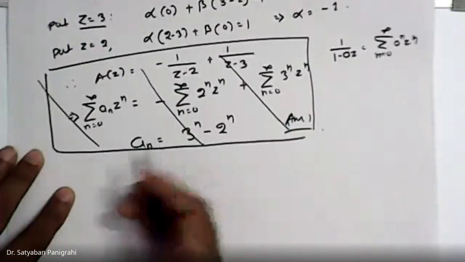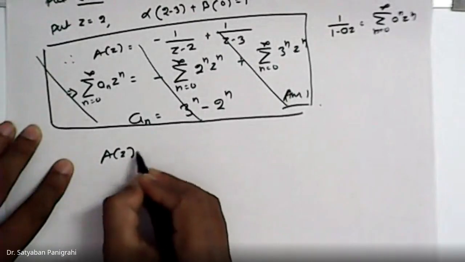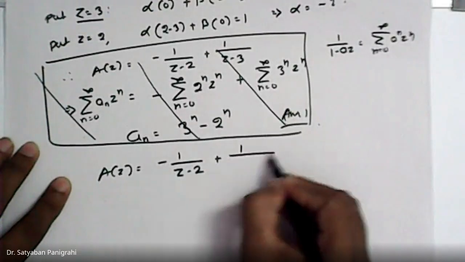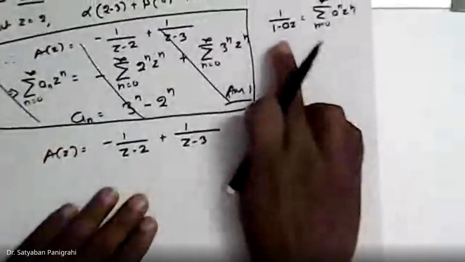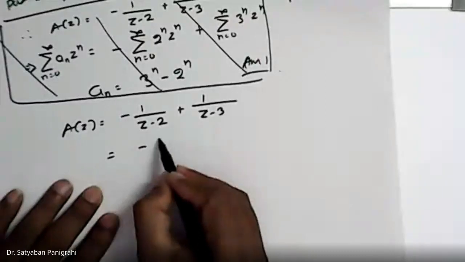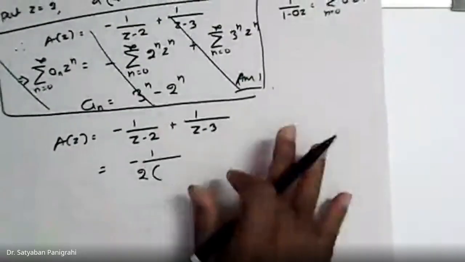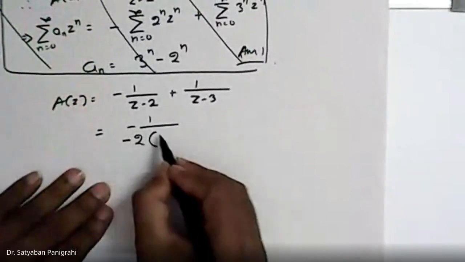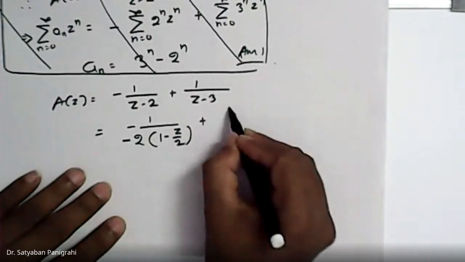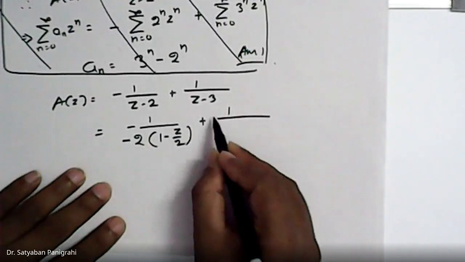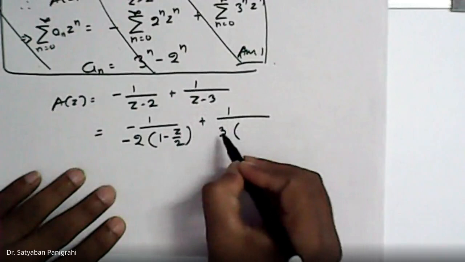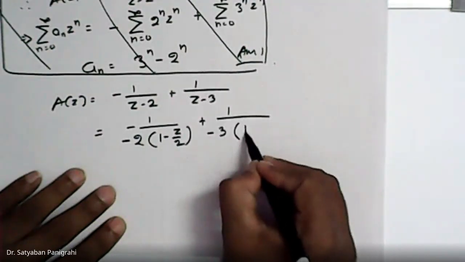What will be here? देखो ध्यान से, az equal to minus 1 divided, plus 1 divided by z minus 3. But I know the formula for 1 minus something z. So what you have to represent? First here minus 1, take 2 outside. Okay, or take better minus 2 outside. So this gives 1 minus z by 2. Look here. Plus here take 3 outside. Okay, or take minus 3 outside. So 1 minus z by 3.